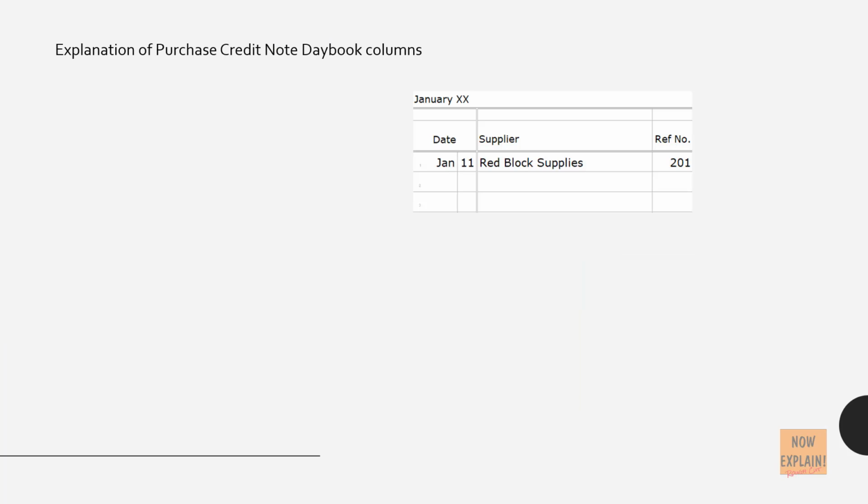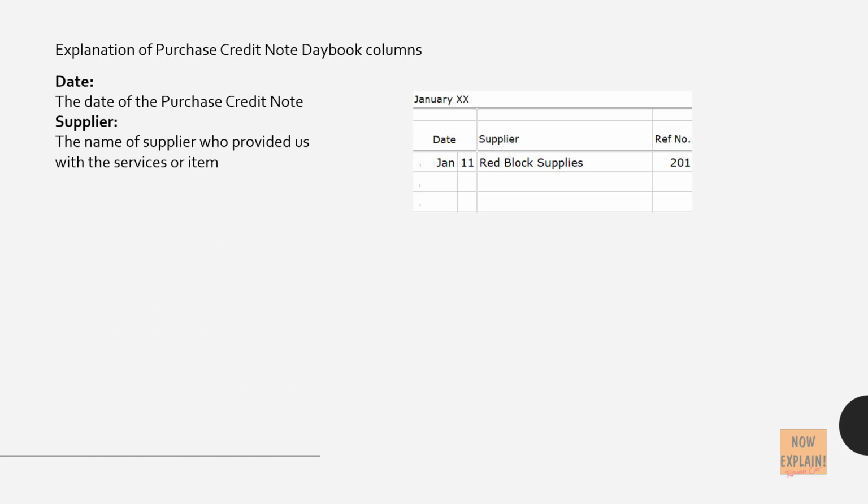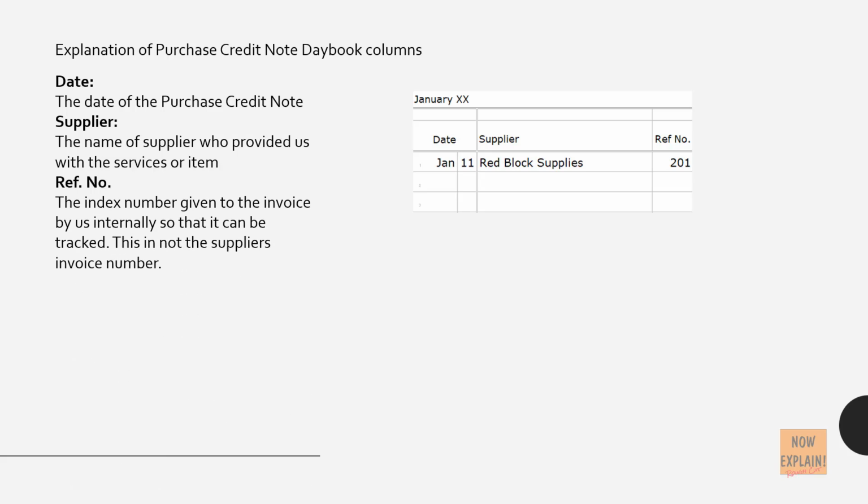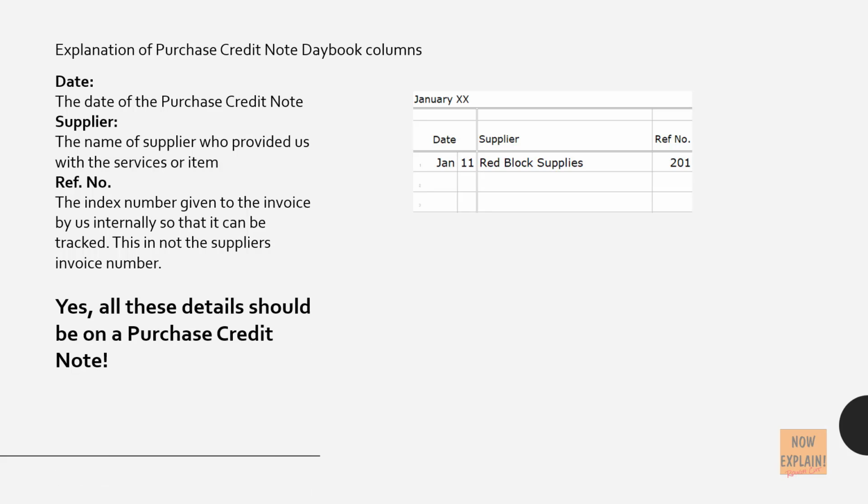So let's explain the Purchase Credit Note Daybook columns. The date of the Purchase Credit Note, the supplier, the name of supplier who provided us with the service or item, reference number, the index number given to the invoice by us internally so that it can be tracked. This is not the supplier's invoice number. Yes, all these details should be on a Purchase Credit Note.